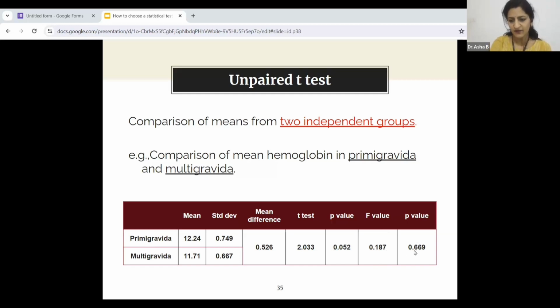So when we get this non-significance, then we apply the unpaired t-test. The point to remember is, before applying the unpaired t-test, we have to check for Levene's homogeneity of variance, and only then go for the unpaired t-test.